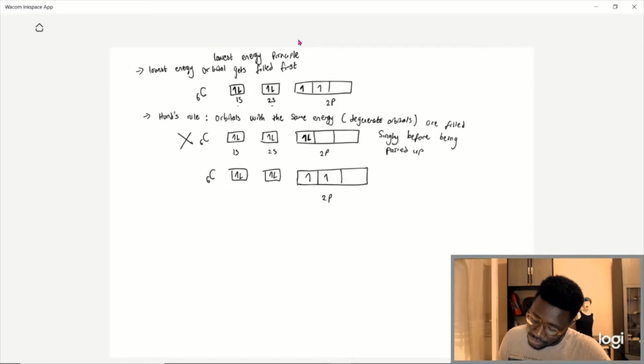Because here you have your px and your py. These two orbitals have equal energy, so you have to fill them singly before you can pair them up. So let's say we are dealing with something like sulfur. Now let's use something smaller, oxygen. Oxygen has 8 electrons.